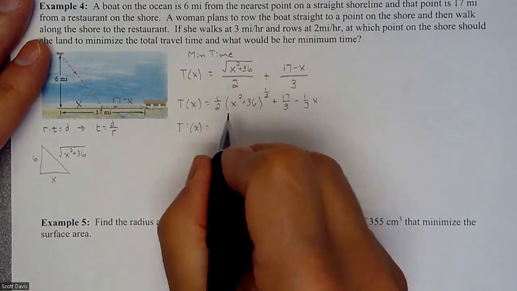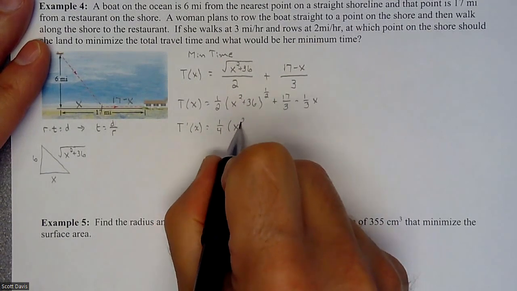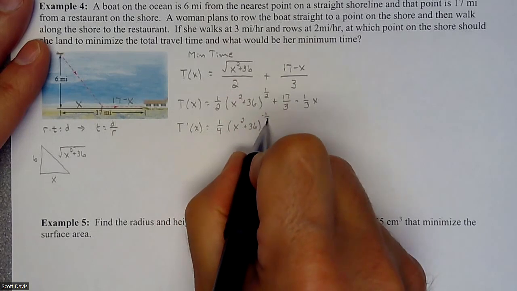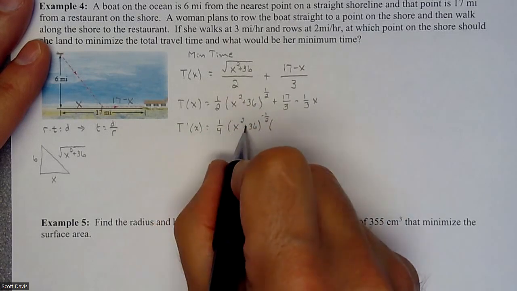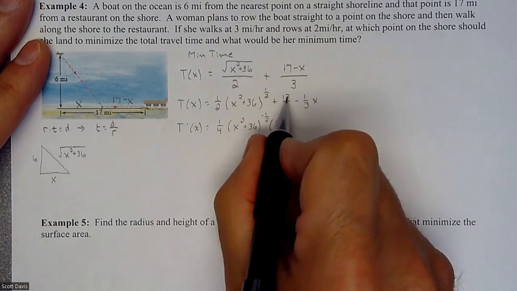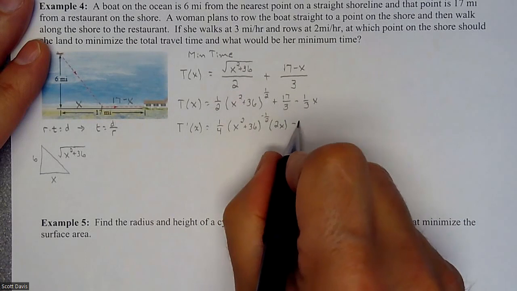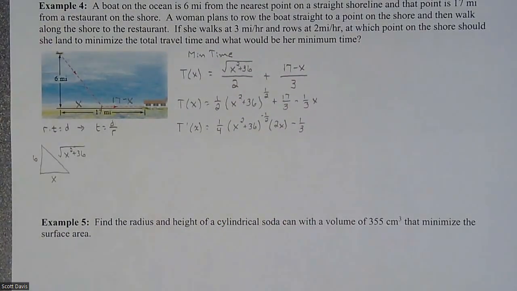And we're going to have a 1/2 times a 1/2, which is a 1/4. So this is a chain rule, raised to a negative 1/2 power, times the derivative of the inside. So we did the derivative of the outside times the derivative of the inside, which is 2x. The derivative of 17/3 is going to go away. And then the derivative of negative 1/3 x is going to be negative 1/3. All right, so we're going to take that and set it equal to 0.